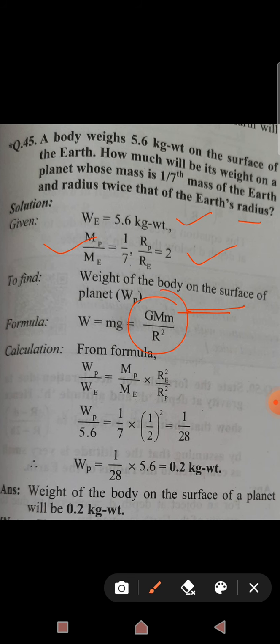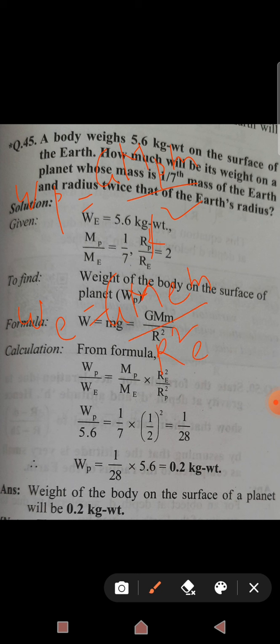Now here we have to write the weight of the planet. Wp is equal to G Mp m upon r square p, this is the radius of the planet, and the weight of the earth We is equal to G Me m upon r square e, the radius of the earth. Then we should divide 1 by the 2. If we divide these two equations, then we get this equation, Wp upon We is equal to Mp upon Me multiplied by r square e upon r square p.